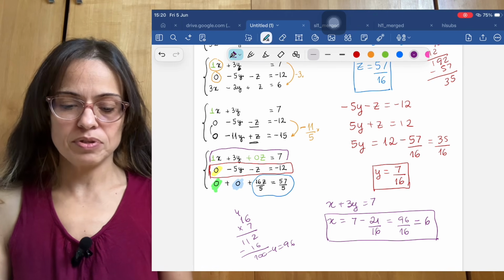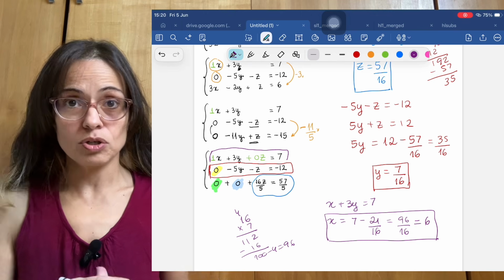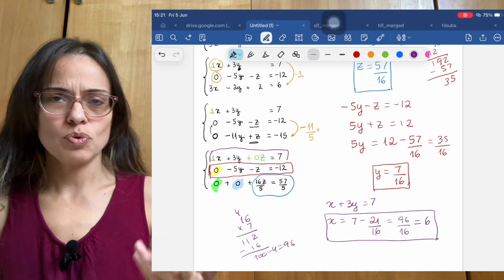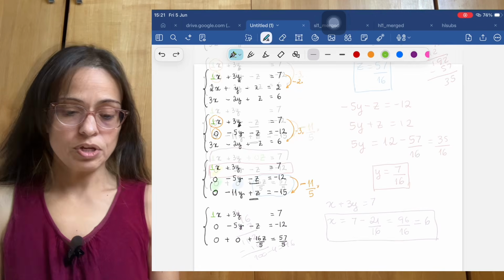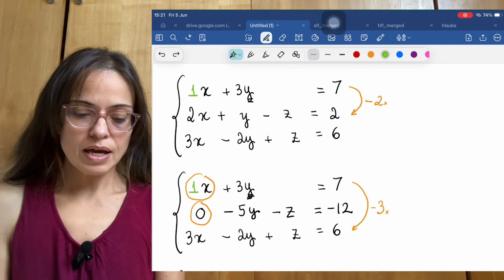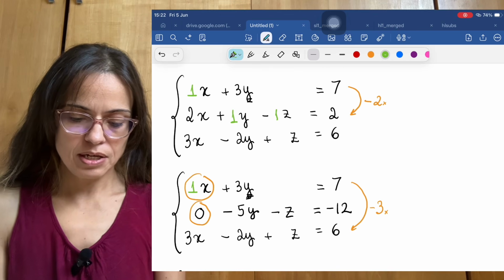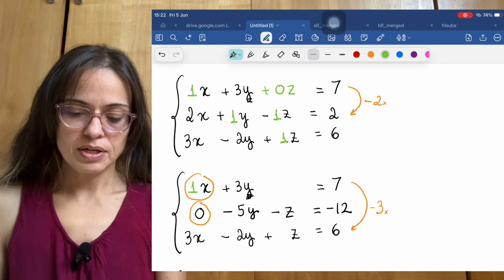So let me clean up this screen a little bit and then write it all again, but with fewer things that I have to write so that I can do it faster. Okay, so from the top, I had that 1 in front of the x. There are a bunch of other 1s here, and there is also a 0 right here.